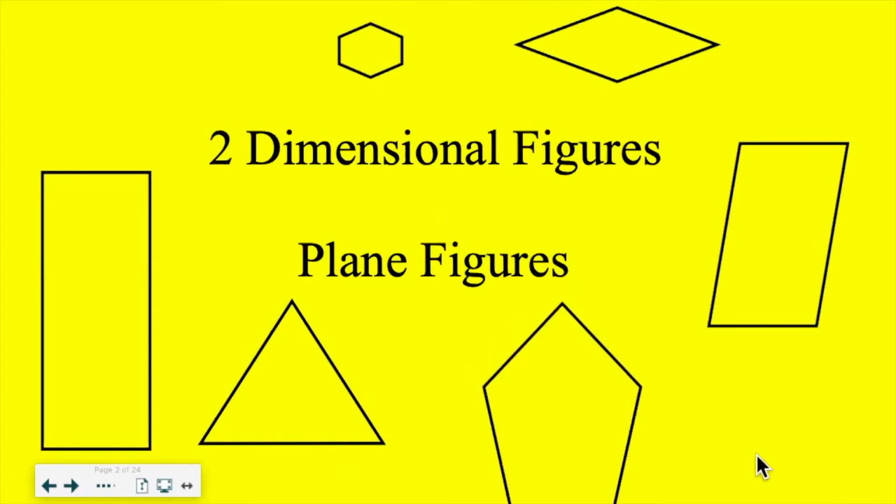So if you recognize, this is a rectangle. It has a base and a height, a length and a width, however you want to refer to it. And those are its two dimensions. A triangle, same thing. It's a three-sided polygon, has base and height. This is a pentagon. You can measure its base, you can measure its height. This is a parallelogram. This is a rhombus, and this is a hexagon. And these are all two-dimensional figures, also called plane figures, P-L-A-N-E.